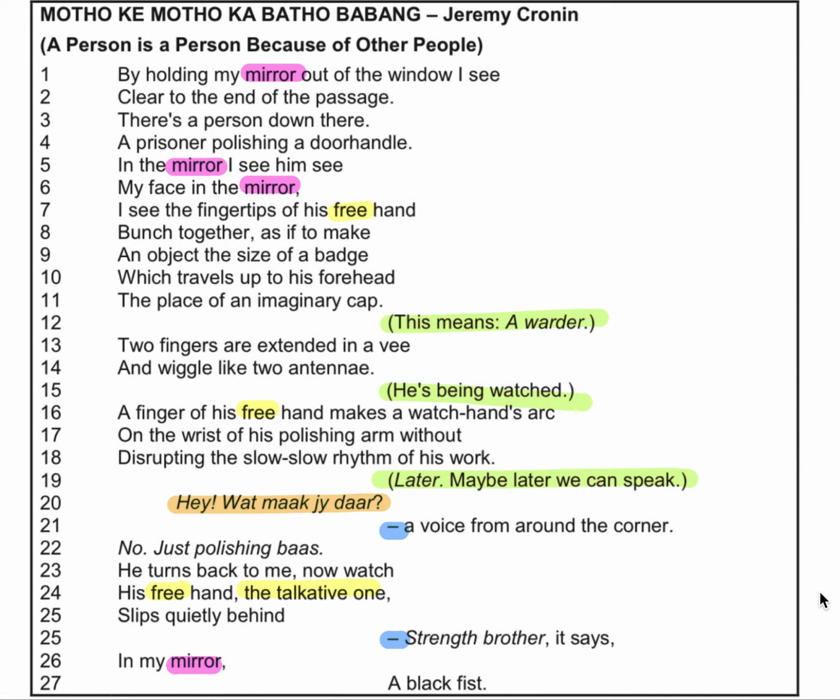By holding my mirror out the window, I see, clear to the end of the passage. There we have enjambment, showing this continuation or this freedom to communicate despite their actual confinement. There's a person down there, a prisoner polishing a door handle. So this is quite a significant thing that he's doing. He's polishing a door handle. So it seems like a bit of a mundane task or an irrelevant task. Yes, it's just something to keep someone busy.